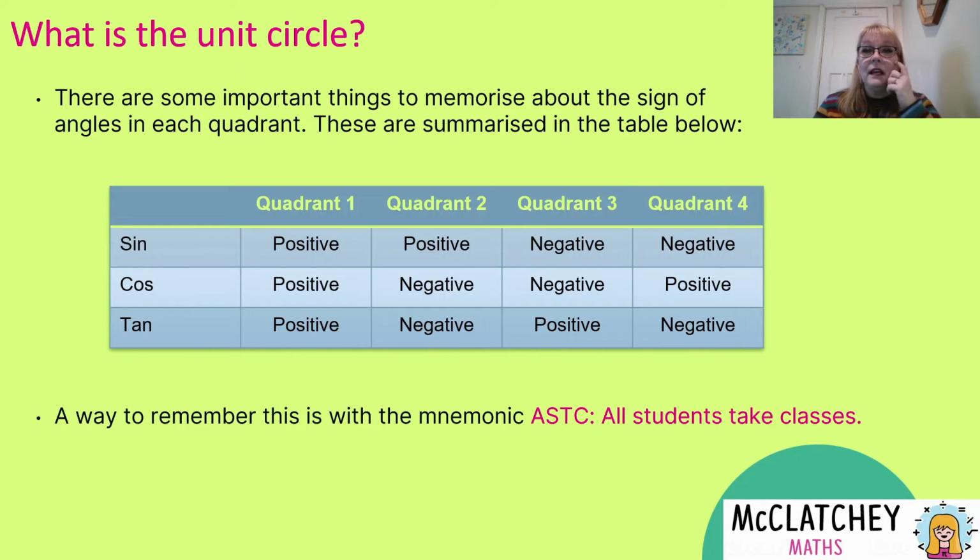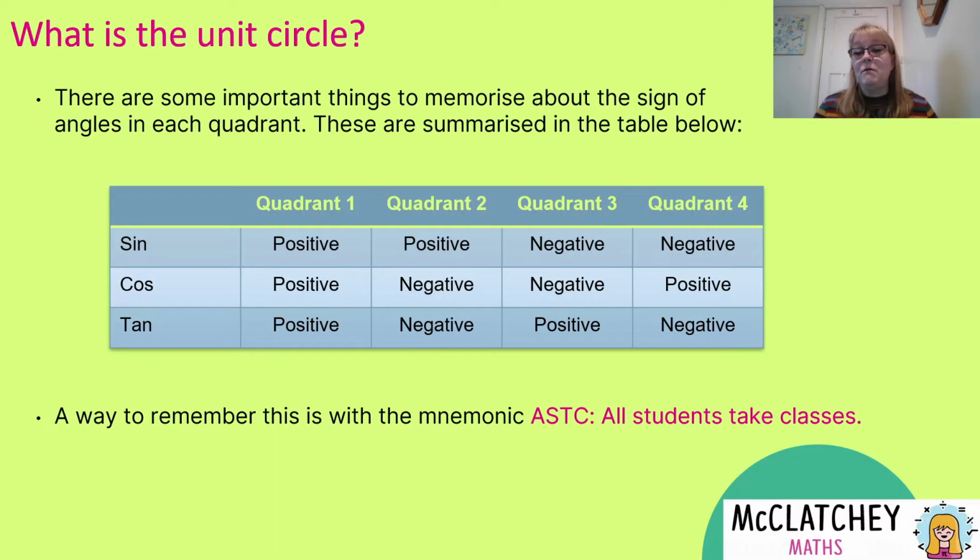Well, there are lots of different mnemonics on the internet. Your teacher might be able to help you with a different one. You just remember the mnemonic ASTC, and I've put words around that: All Students Take Classes. So remember, in that order: A for All, quadrant 1, all of them are positive. S, quadrant 2, only sine is positive. Quadrant 3, T, so Take, only tan. And in quadrant 4, only C is positive, and that's your cosine.